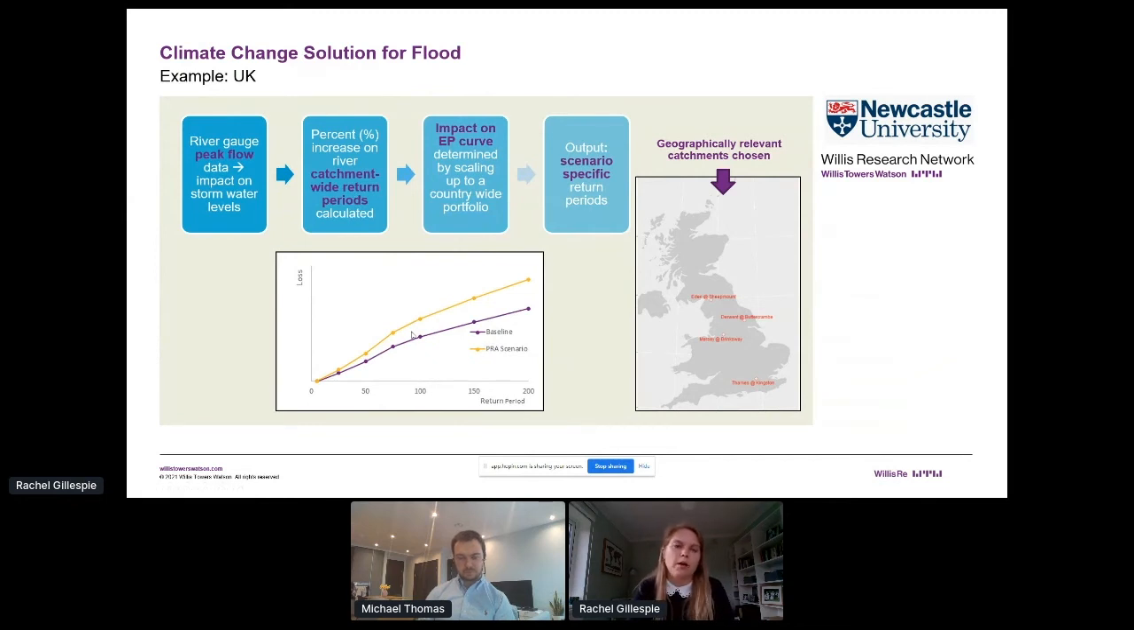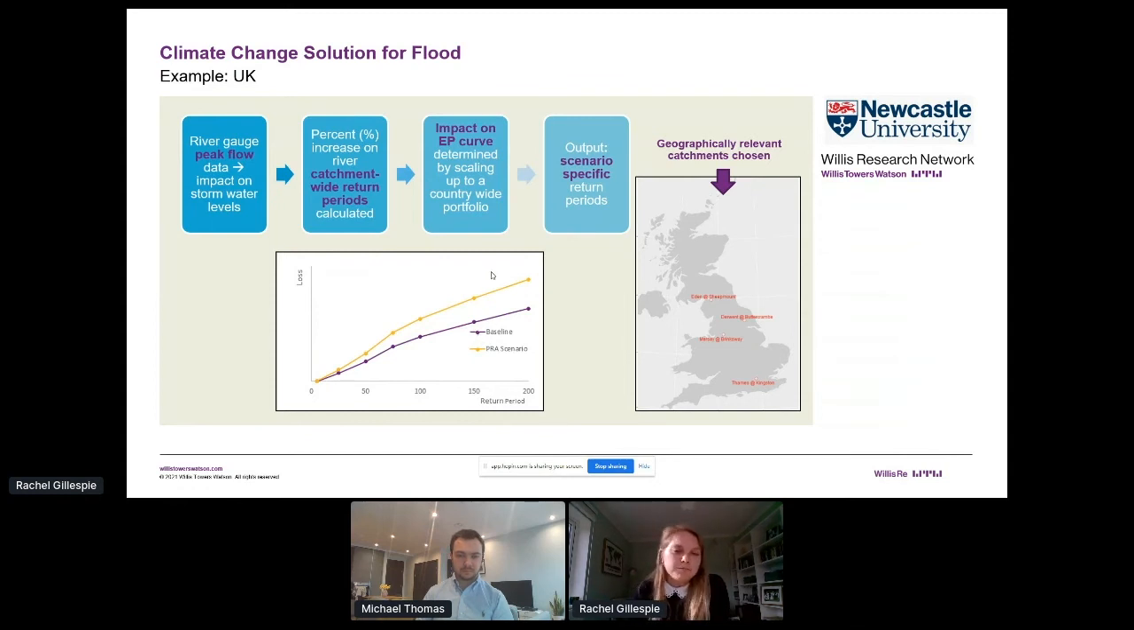And then on the bottom, we have an exceedance probability curve. At certain return periods, what loss are we really expecting? From that, we're trying to get the impact. The purple is our baseline, and the yellow line is the percentage increase. You're just seeing how those losses are going to shift up. And then we would scale that up to a countrywide portfolio, so every single catchment in the UK.